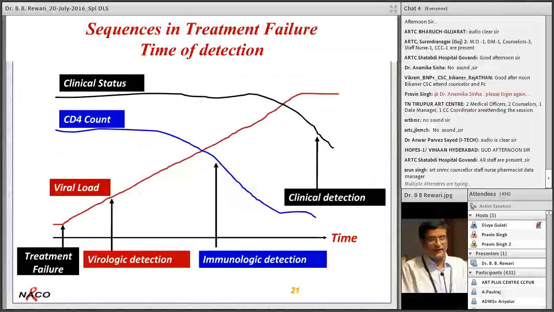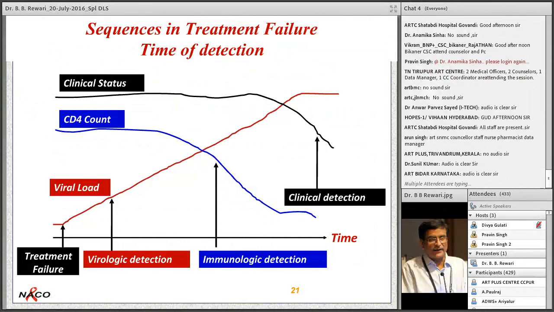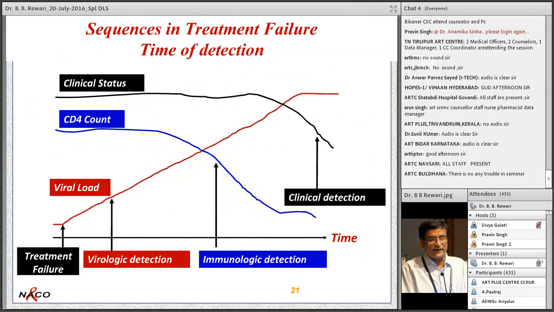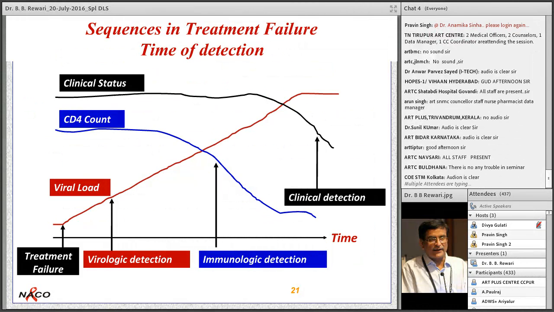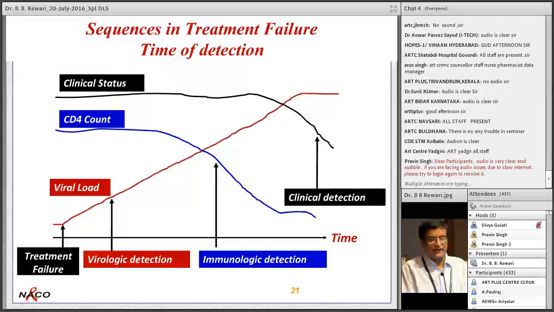I would like you to pay attention to this particular graph. It indicates very clearly that when a patient starts failing on treatment, his viral load starts going up. It keeps on growing for a while, and the virus keeps on destroying the CD4 count, but that decline takes some time. The viral load is increasing, but after around 6 to 12 months you will see a CD4 decline, and clinical failure you will get after another 12 to 18 months.